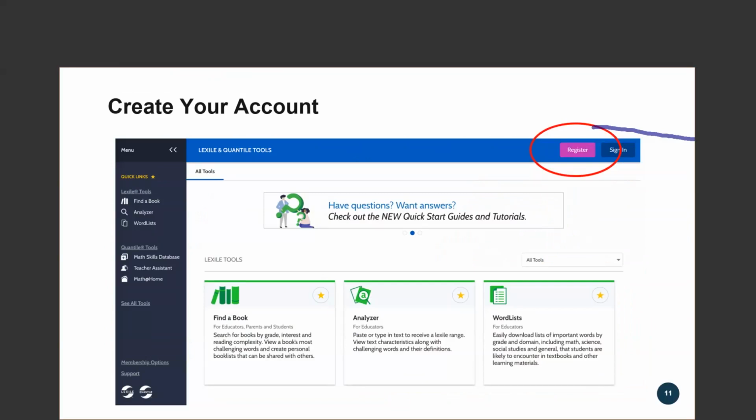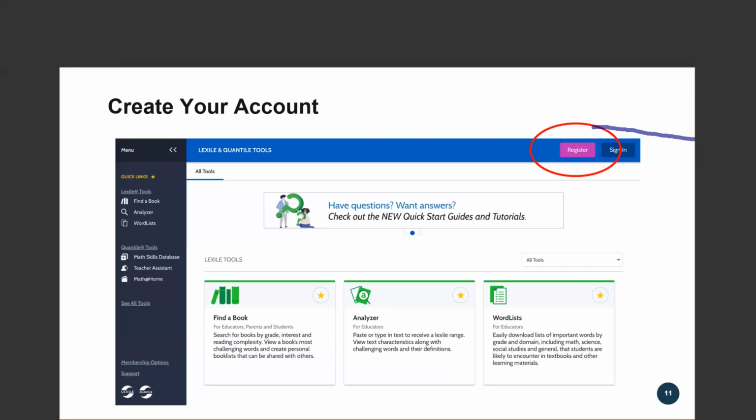Up near the right-hand corner, you'll see that purple register button. People always ask, well, why do I need to register an account? Why can't I just use this at my own will? There's two important reasons for why you need to register your account.